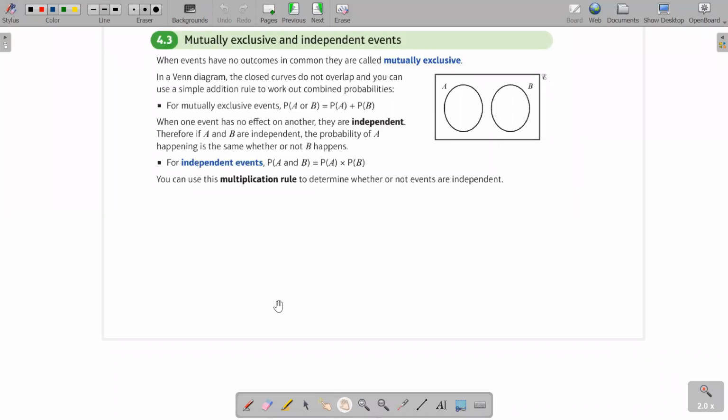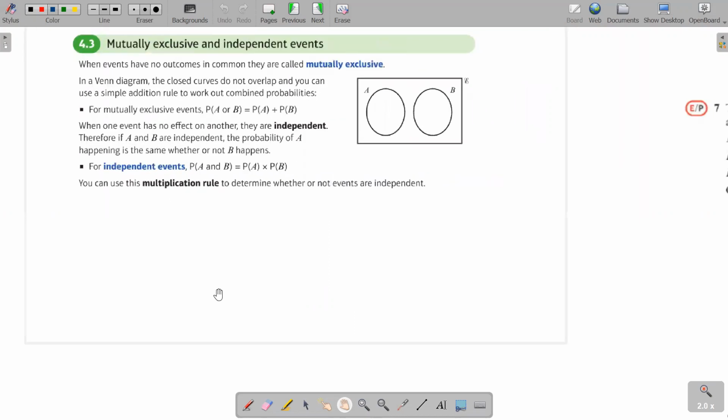Okay, so now we move to the next section of the lesson. We are going to learn about mutually exclusive and independent events. We're going to learn the two types of events. But I think these are again things that you might have heard in your O levels. But anyway, we'll go through them. First, we'll learn about mutually exclusive events.